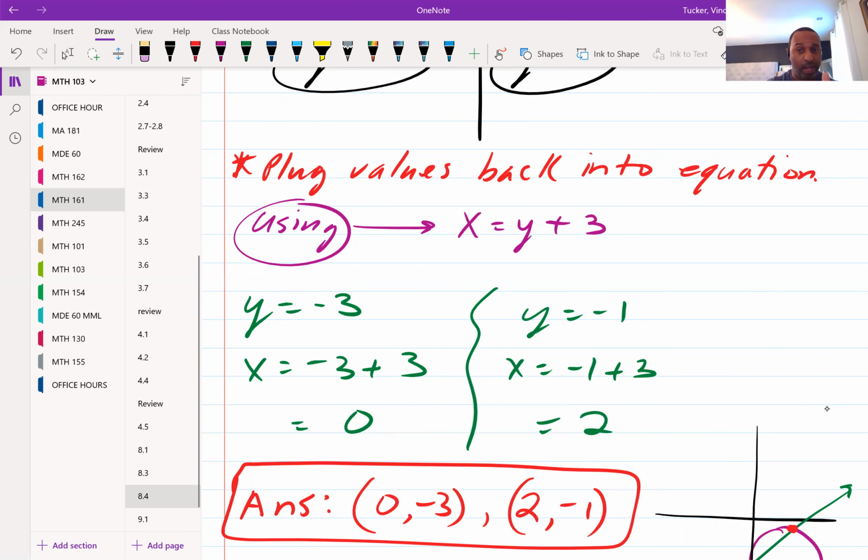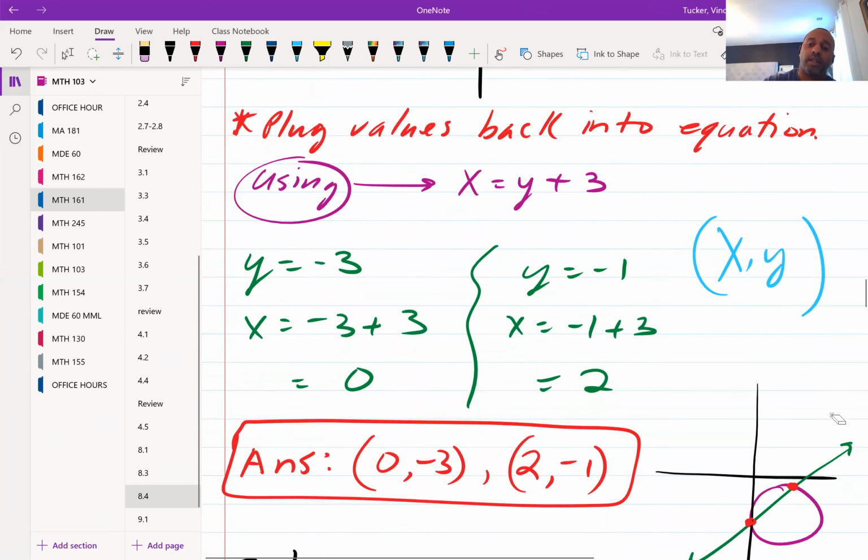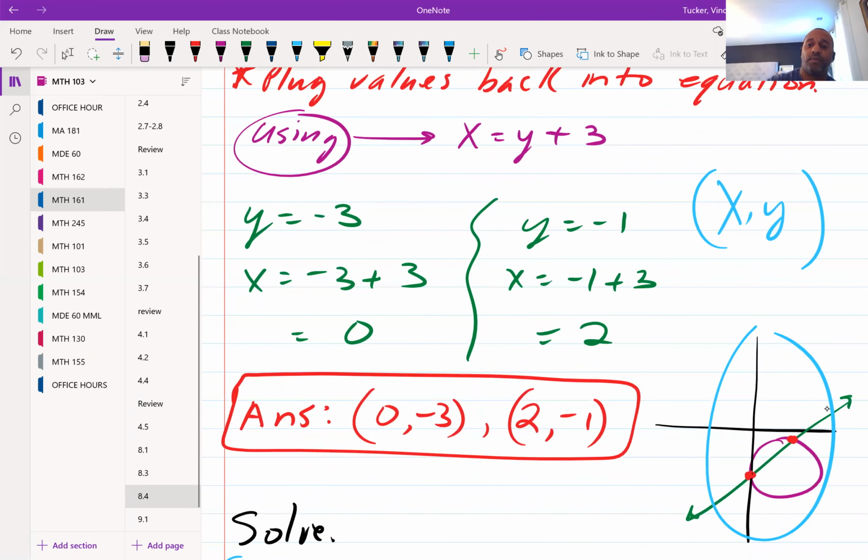Now remember, those are our x's. And remember, don't forget your ordered pairs, x, y. So your x component goes first, then your y. So that's why my ordered pair is 0, -3 here, and then 2, -1 here. So always make sure you write your x first, then your y. And then down here, you see my rough sketch. We had a circle and a line. The line went through the circle at 2 points. So those are our 2 points.